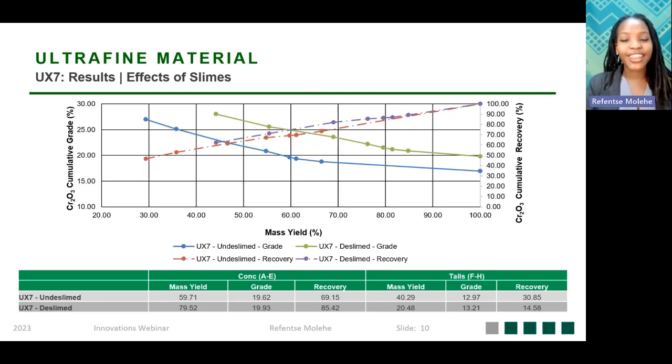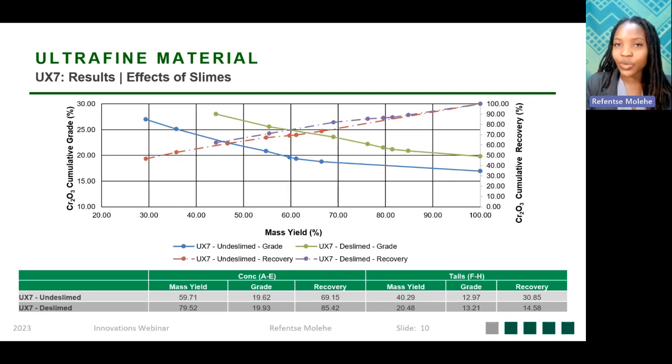So when we look at this slide, it actually focuses on the results of comparing deslimed and undeslimed on the UX7. So we know typically that you will deslime your material at 45 microns when you have a standard particle size range. But with the UX7, because the top size is 150 microns, if you deslime at 45 microns, you're practically removing half of your material.